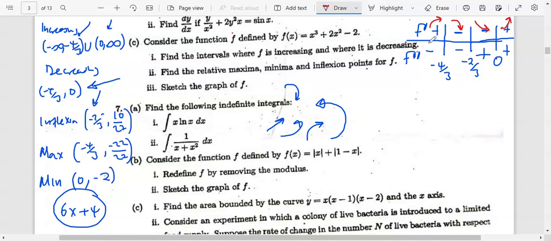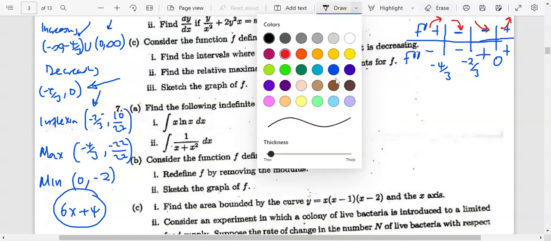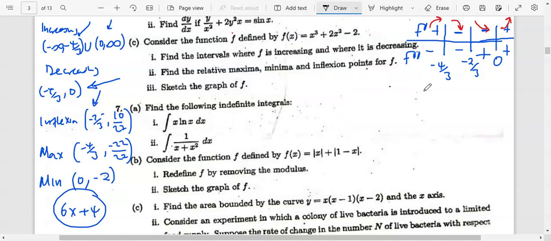You can now sketch. That's why we say that at negative 4 over 3, the function is supposed to be maximum. You can even confirm the way it is moving that it is maximum at that point. At negative 2 over 3, we can see there's a change of direction. That is what we call a point of inflection, a change of direction. Okay, so we can now get to sketch the function.